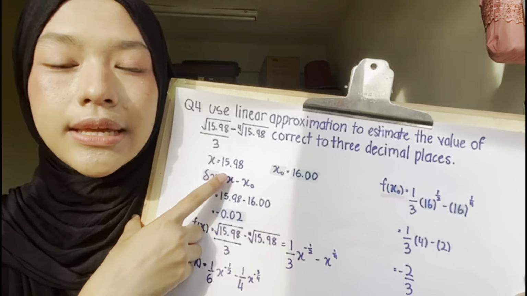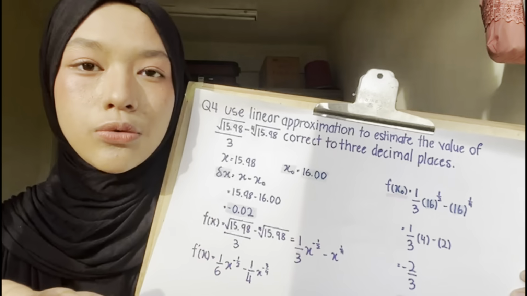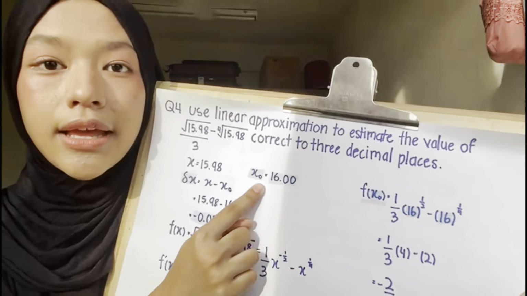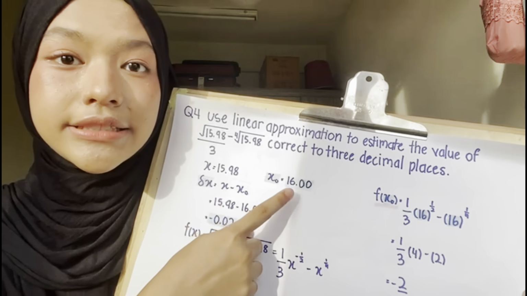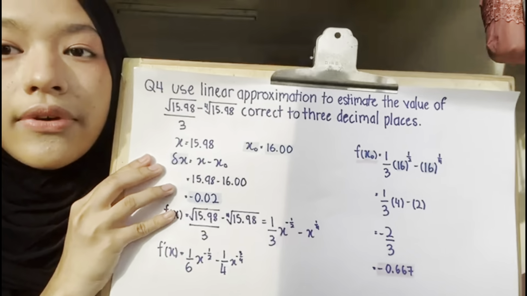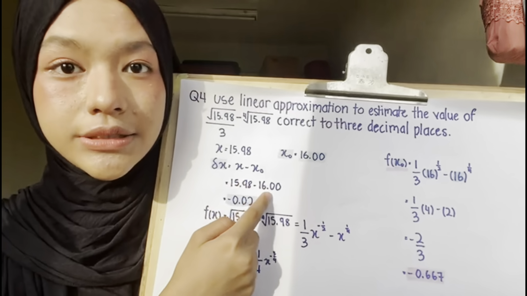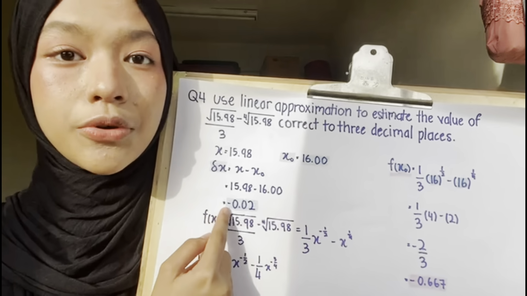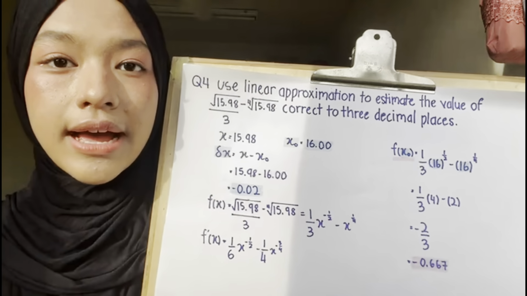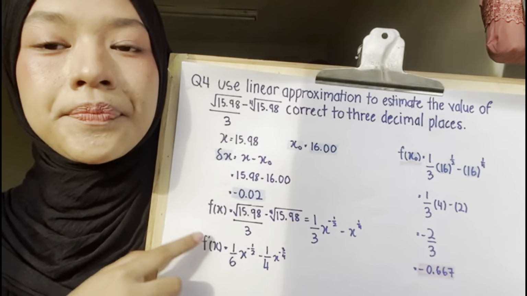We know that 15.98 is the x value. What is the nearest value to 15.98? It is 16, and we label 16 as x naught, which is the estimate value. Now, for the change of x, which is delta x, we need to minus x with x naught, and we will get negative 0.02.